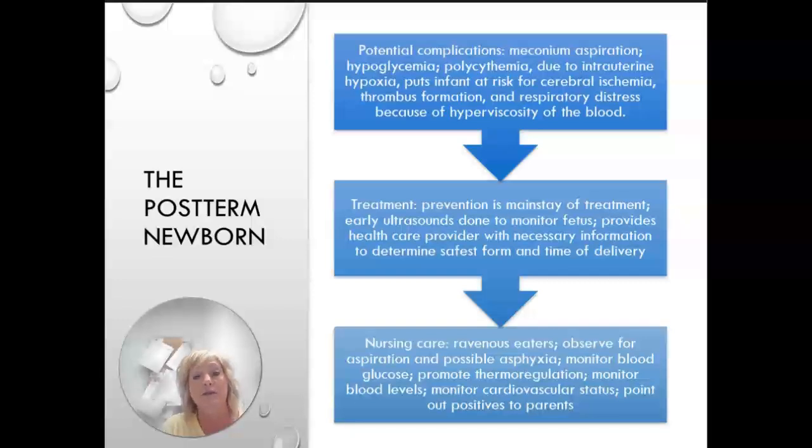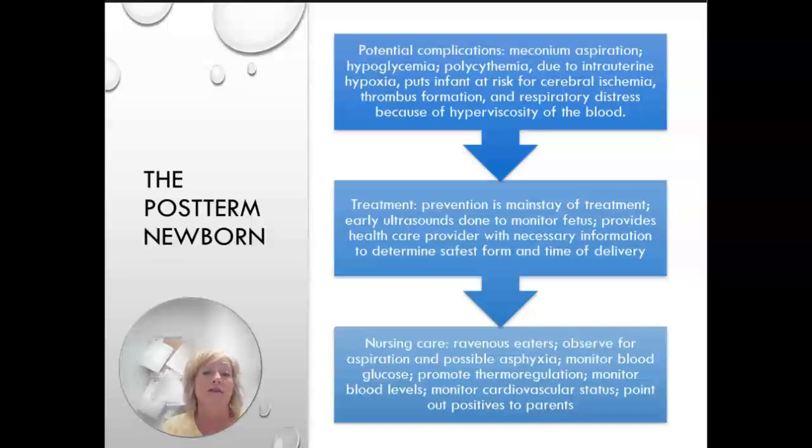So what happens when the baby's born? They have all these extra red blood cells. So jaundice could be a big problem. So that's what happens with that. This puts those babies at risk for cerebral ischemia. So if those babies aren't getting the oxygen, then the brain's not getting it, the lungs aren't getting it, the liver's not getting it, the body's not getting it. So all those kinds of things can happen.